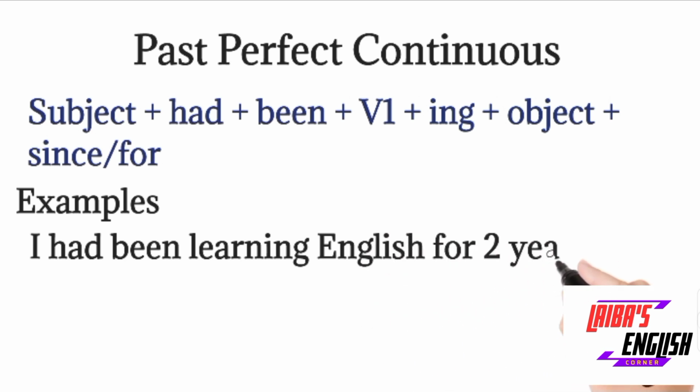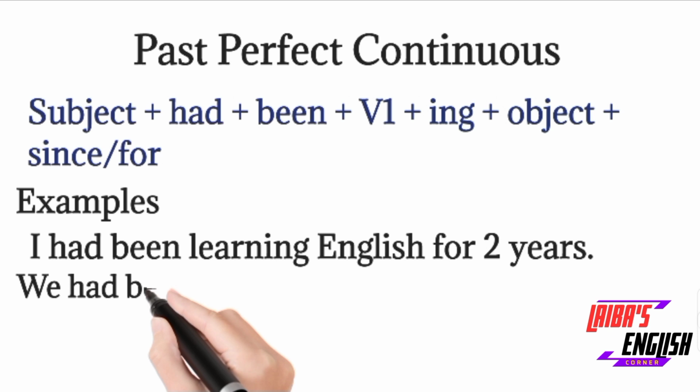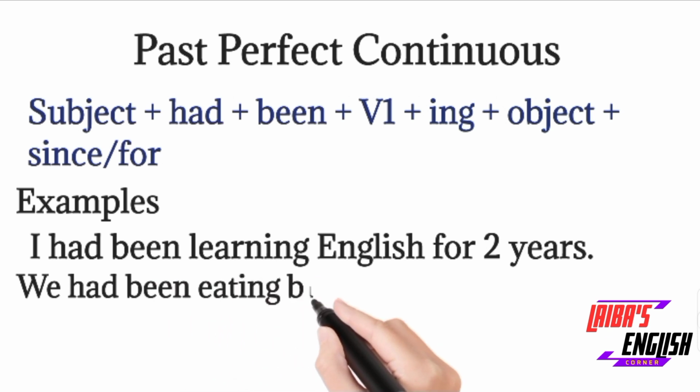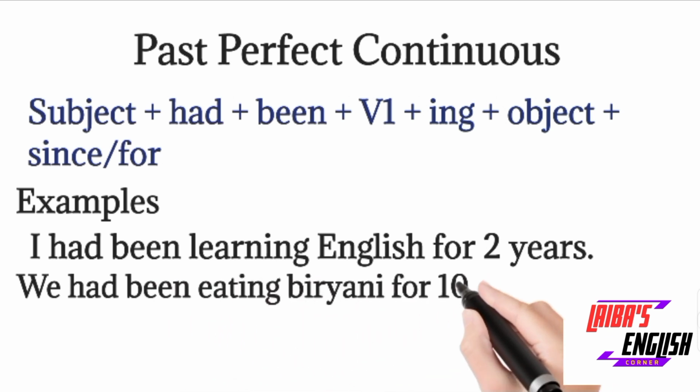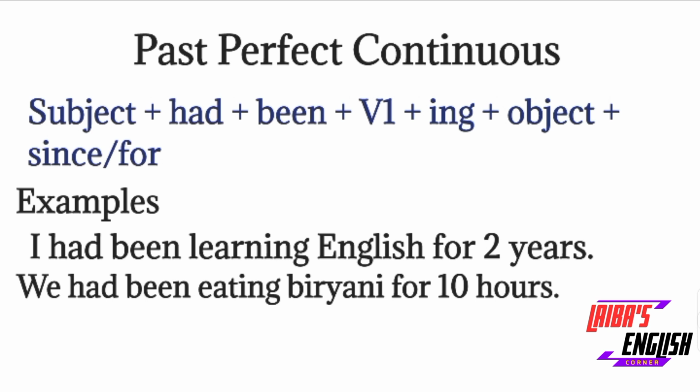So the example is, I had been learning English for 2 years. So I is a subject, had is a helping verb, been is used, learn first form, plus ing, learning, English as an object. And we have used for. Why? Because 2 years is not a fixed time. We don't know which 2 years we are talking about.